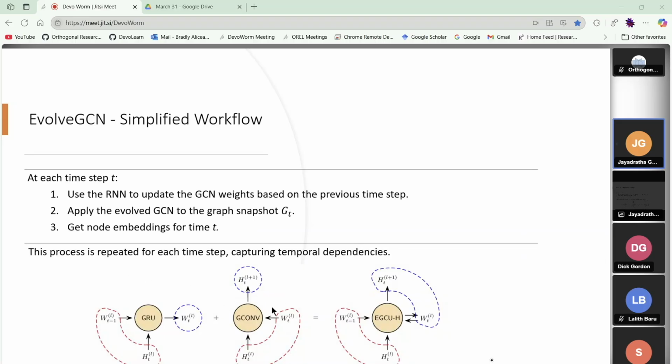So how does it work? At each timestamp, we use an RNN to update the GCN's weights based on the previous timestamp. Here, these are the GRUs, which take the GCN's previous information, and the graph convolution takes the graph structure. This process is repeated for each timestamp, and finally we get a node embedding at time t.